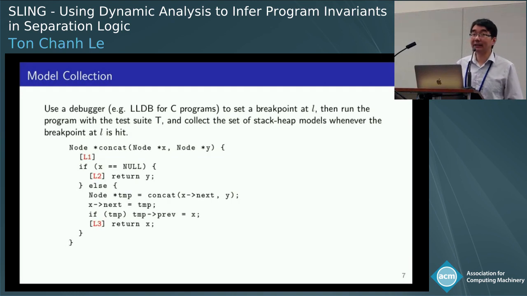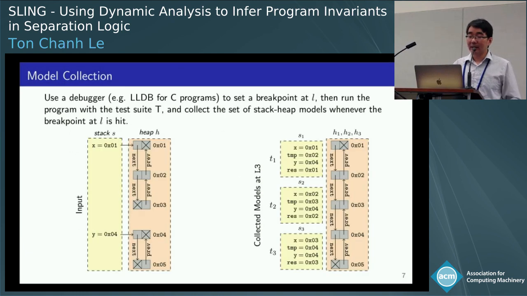First, in the concat method here, to infer the precondition and the post condition of the concat method, we annotate location L1 for the precondition, and L2 and L3 when the method returns for the post condition. For just a single input, on the left-hand side, we can collect some traces, some models, at the location L3.